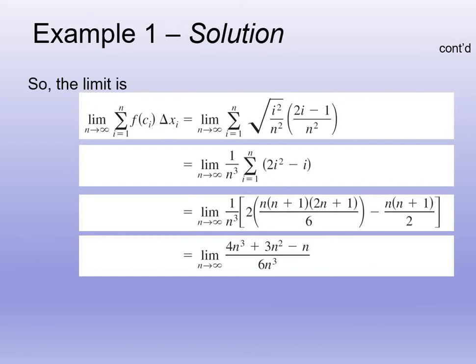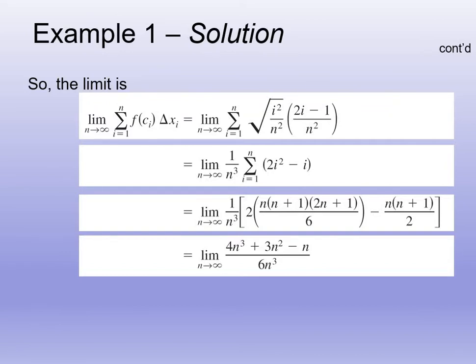Alright, so for the numerator we have to do the binomial multiplication and distribute the n through. You guys should be able to do that algebra. So the most simplified form for us is 4n cubed plus 3n squared minus n, all divided by 6n cubed. All right, we're going to take the limit as n approaches infinity.